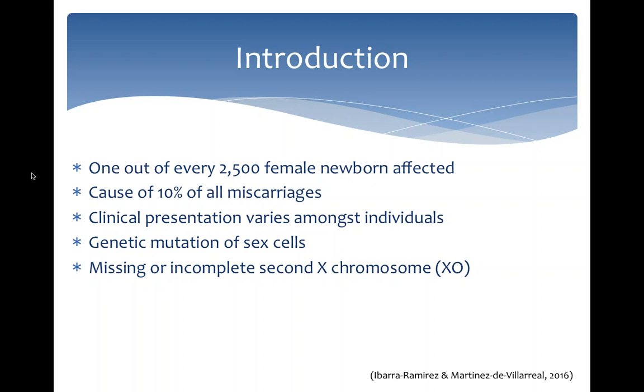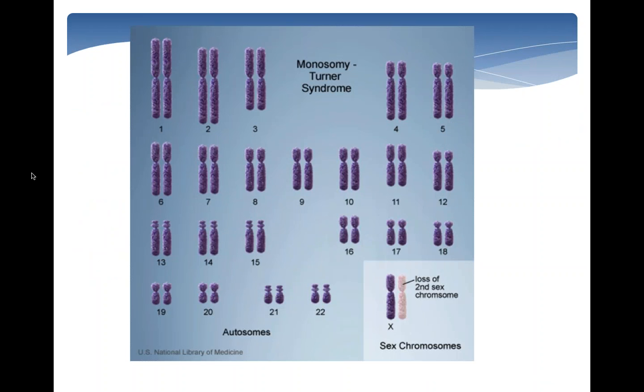Females with Turner syndrome either have what's called an XO pattern, in which one X chromosome is missing, or they have an incomplete second X chromosome. The condition only affects females since it involves having a missing or incomplete second X chromosome. This is a picture of a karyotype of a patient with Turner syndrome, and as you can see in the lower right-hand corner, the pink shaded X chromosome is missing, so we would say that this patient has an XO pattern.